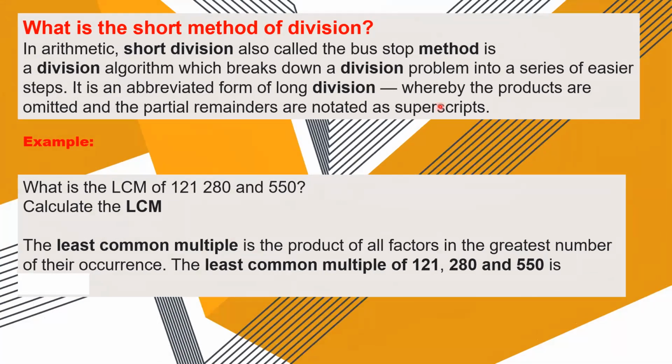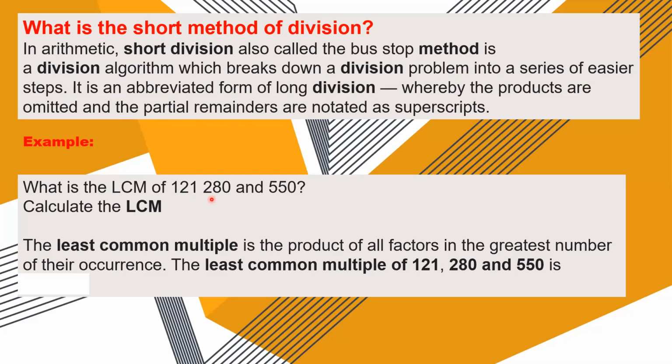What is the short division method? Arithmetic short division, also called the bus stop method, is a division algorithm which breaks down a division problem into a series of easier steps. It is an abbreviated form of long division whereby the products are omitted and the partial remainders are notated as superscript.